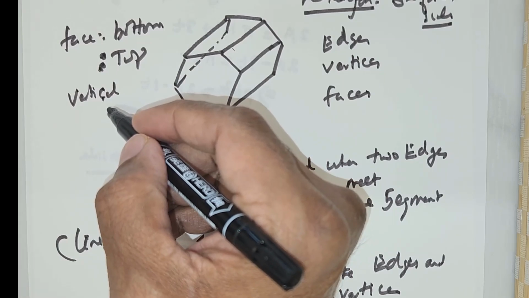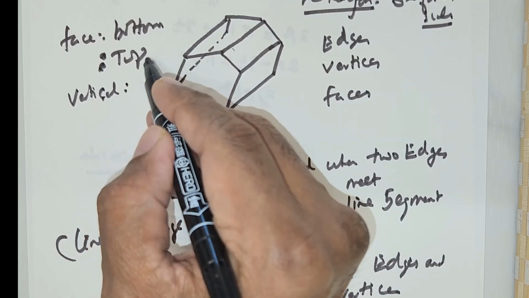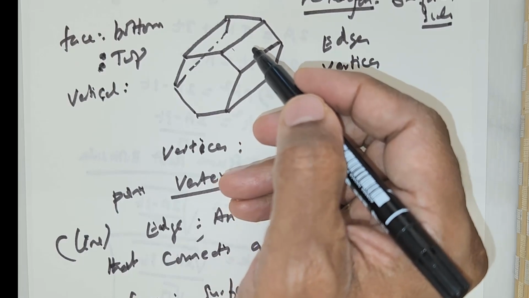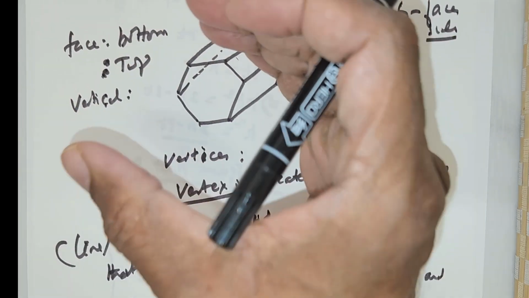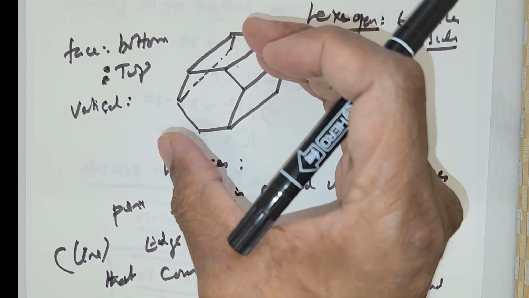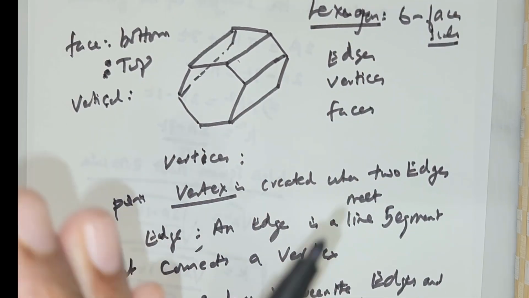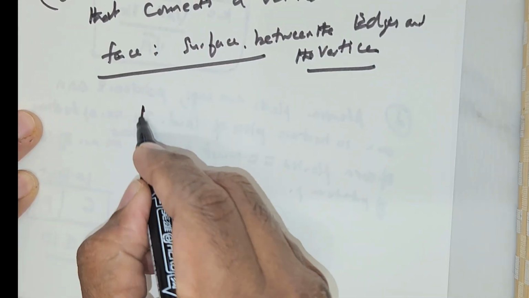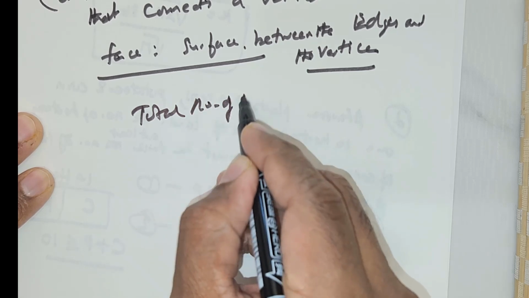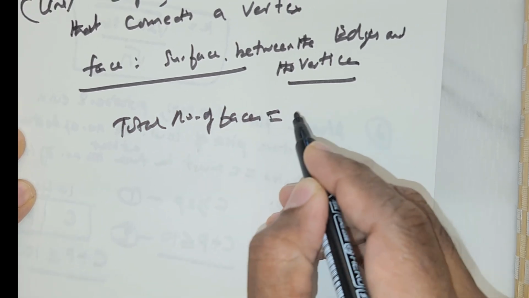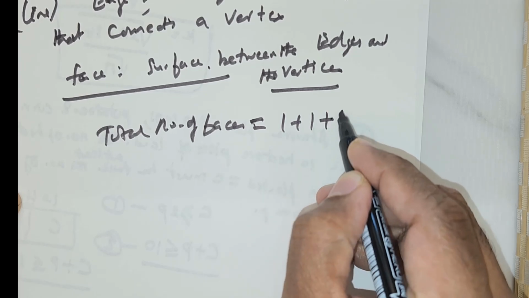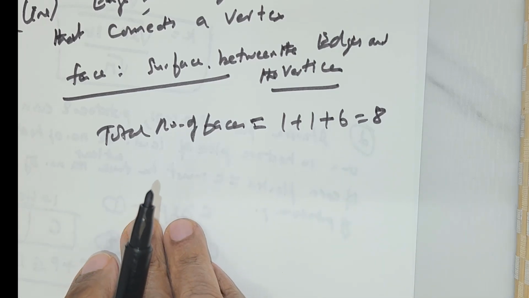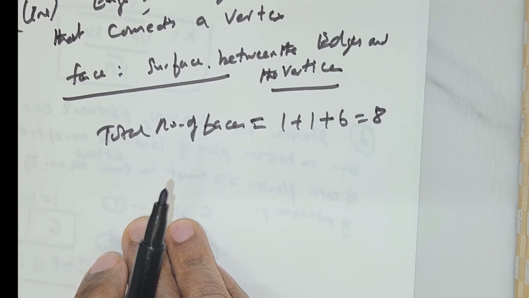So if I were to consider the faces, how many faces are there at the vertical side? Vertical means when you put the hexagonal prism standing, so you have faces along, right? Vertical faces. They are 6 in number. This is 1 in number. This is 1 in number. So total number of faces is equal to what? 1 plus 1 plus 6, which is equal to 8. Okay, fair enough.